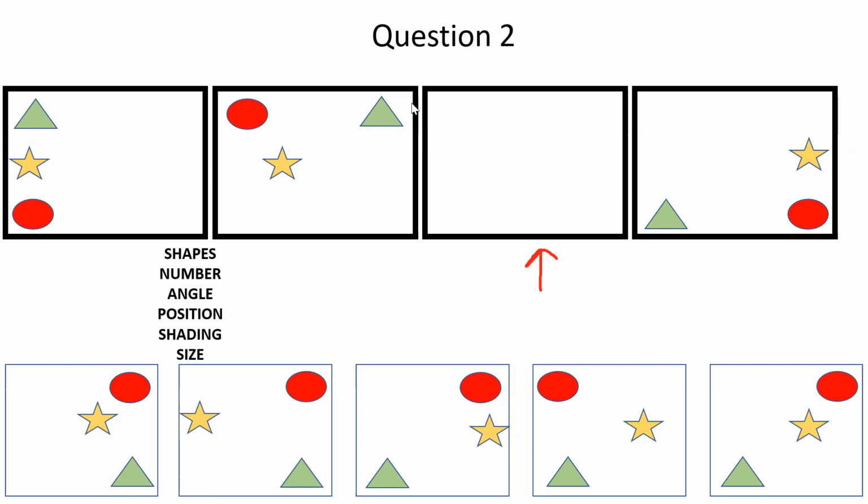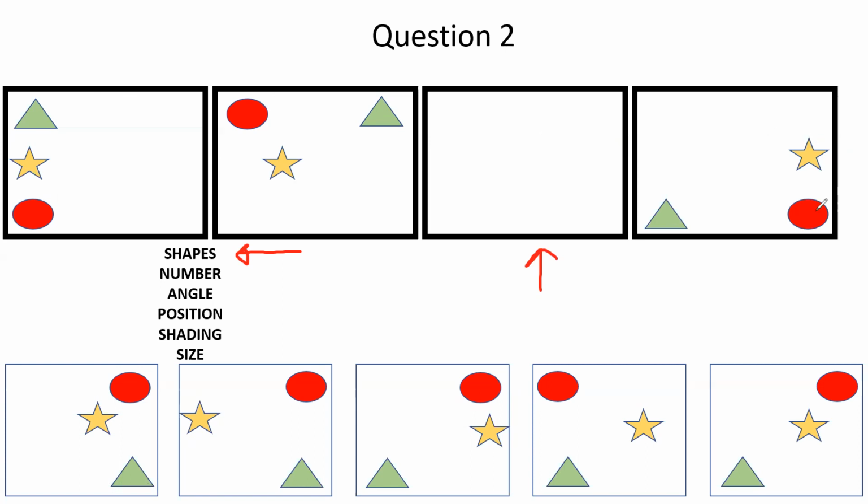Okay. Yes, so what we need to do is figure out the rule, what's going on, how is the sequence changing, and then that's going to help us get the correct answer. So what we do is we start off with shapes. We need to consider all of the shapes that exist in each box. So we've got triangle, star, circle, triangle, star, circle. Nothing in here, triangle, star, circle.